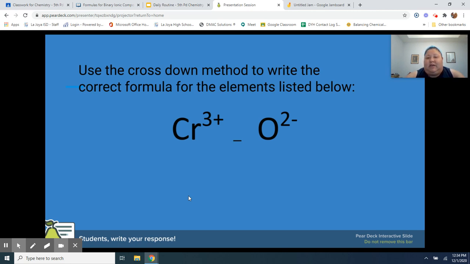Try this one. Use the cross-down method to write the correct formula for the elements listed below. Type it. And I know you can't make the number small, but just type it. How would it look? And you can type it on Pear Deck. You can type it on Google Meet, wherever you want to post it.